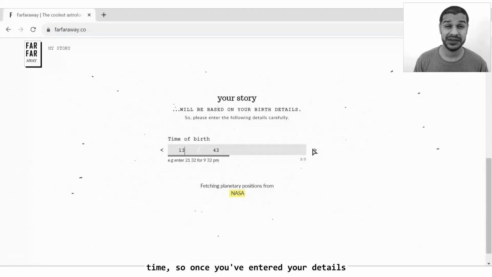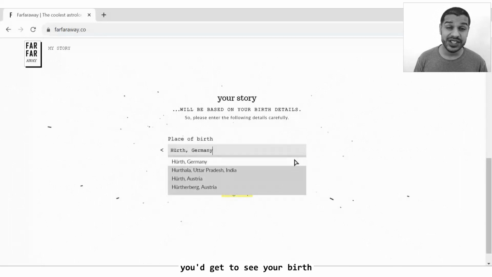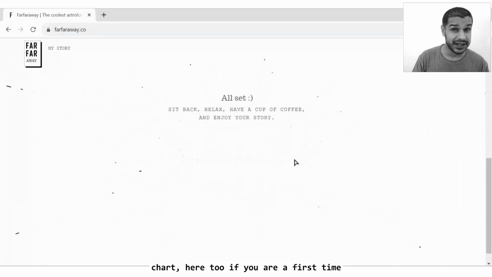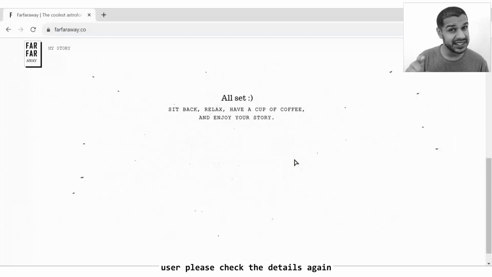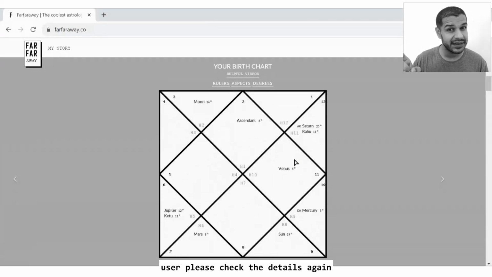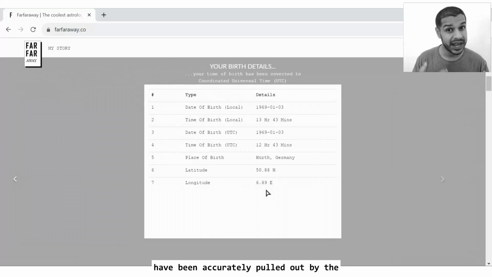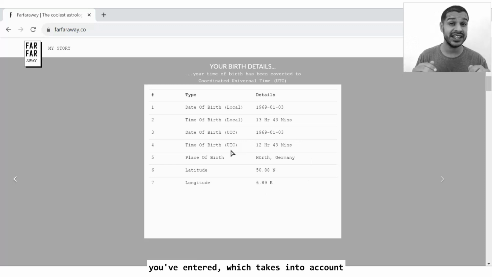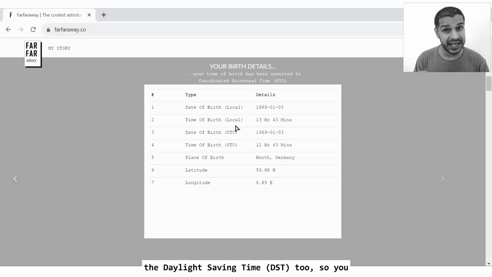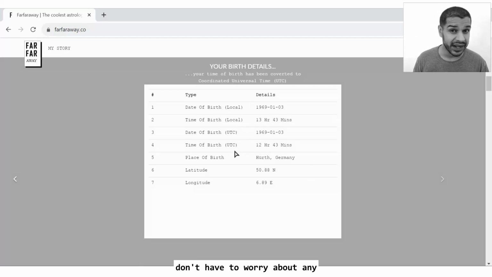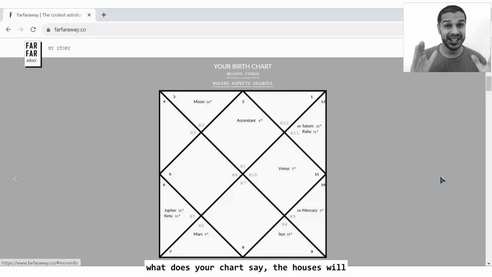So once you've entered your details, you'd get to see your birth chart. Here too, if you are a first-time user, please check the details again. Please see if the latitude and longitude have been accurately pulled out by the website for your place of birth. Here you'd also see the coordinated universal time, the UTC, calculated based on the local time you've entered, which takes into account the daylight saving time too. So you don't have to worry about any calculation. What you must worry about is, what does your chart say?